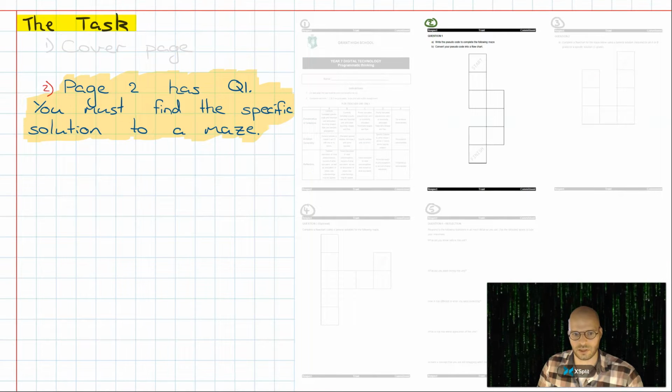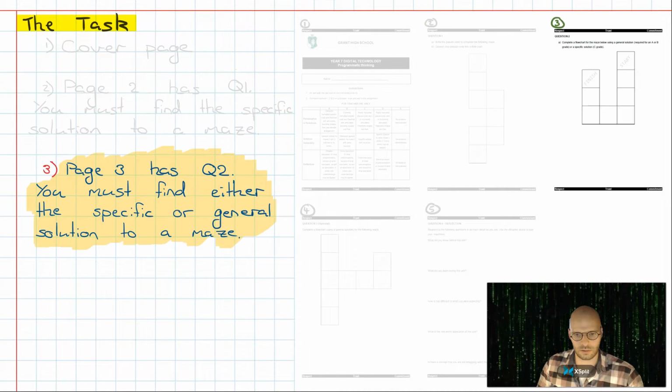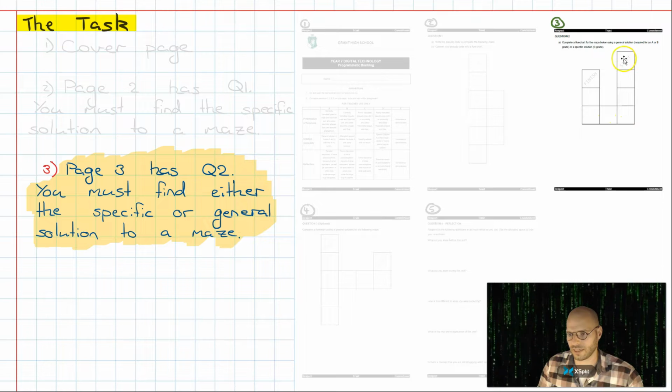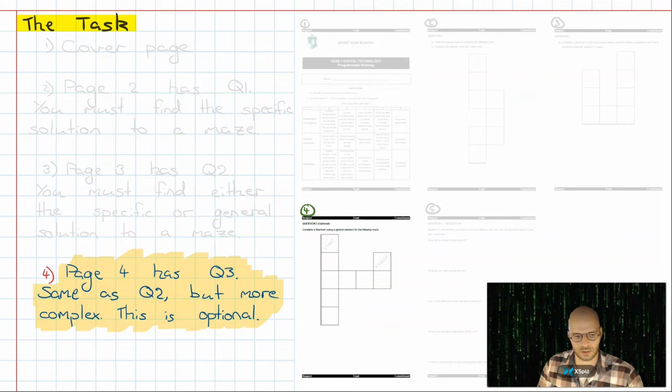On the second page you have question 1. For this, you are asked to find a specific solution to a maze, the maze presented over here. I'll show you how to lay this out later in the video. On page 3, you have question 2. For question 2, you must either find a specific solution or a general solution to the maze shown over here. For question 3, it's more or less the same as question 2, but vastly more complex. This question is optional.